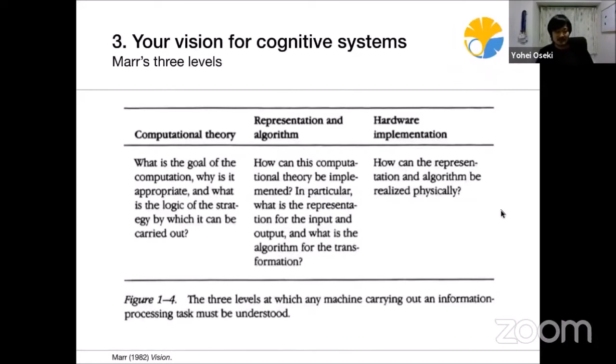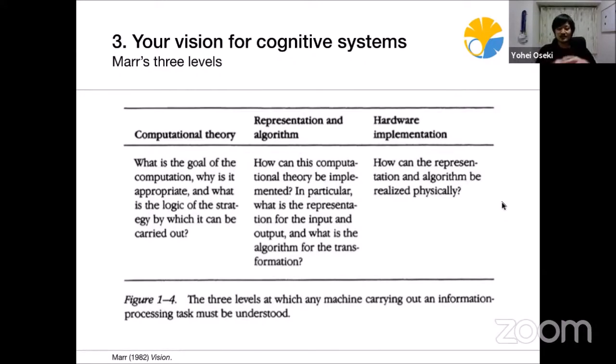For the next generation of language research within this cognitive robotics field, this is the famous Marr's three levels. If we map the scientific study of language and the engineering study of language onto those three levels, symbolic models correspond to the computational theory level, and NLP can be regarded as an actual computational implementation of representation and algorithm of language processing. But what we are missing is hardware implementation.